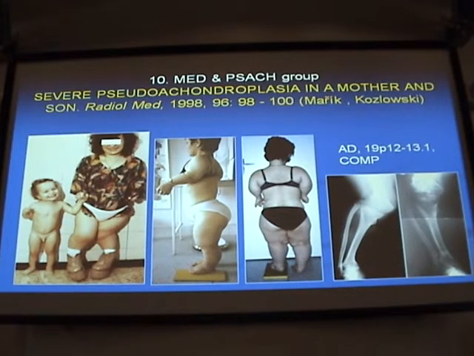This is a patient with pseudoachondroplasia, a mother and son. The diagnosis was proved in a small boy, and retrospectively the same diagnosis was made in his mother. The mother was treated by surgery; corrective osteotomies of both legs were carried out in two stages. You see the result of surgery.